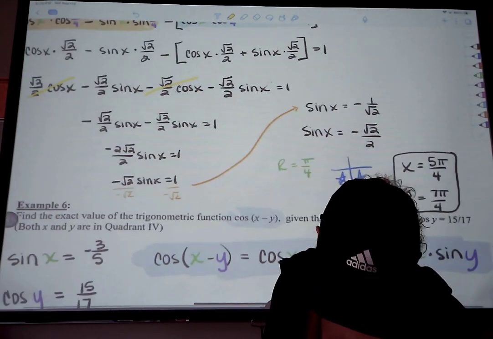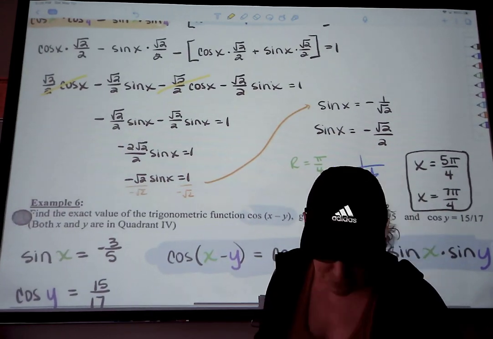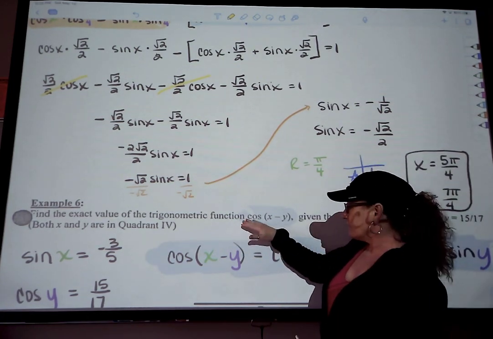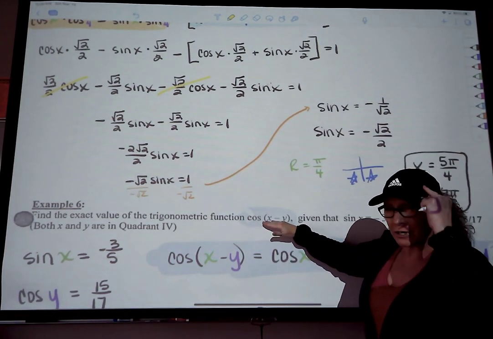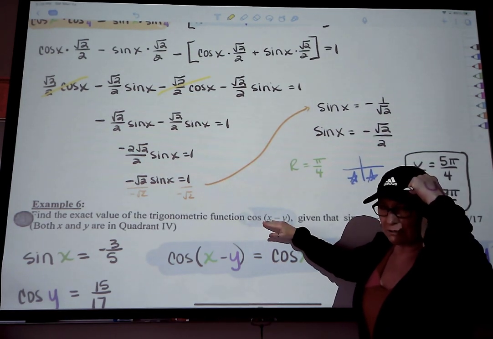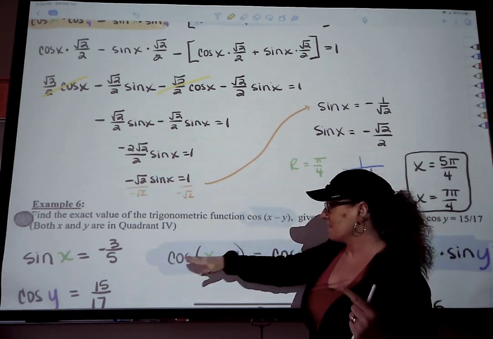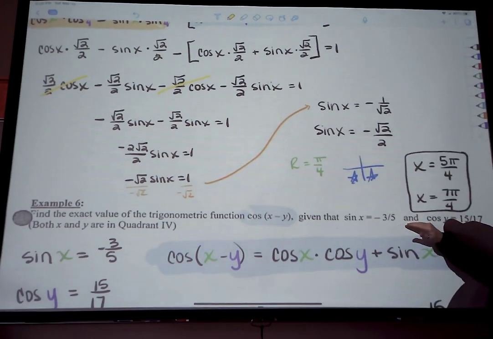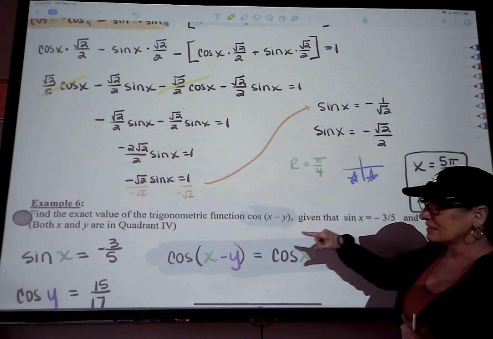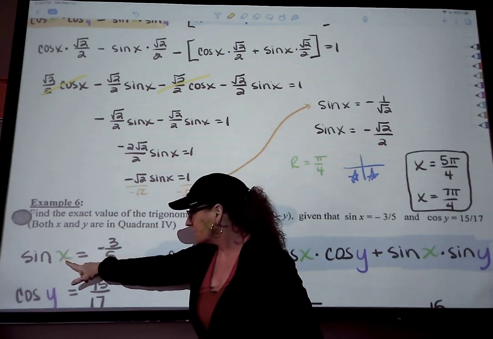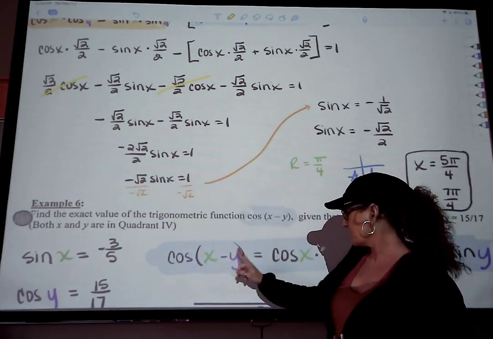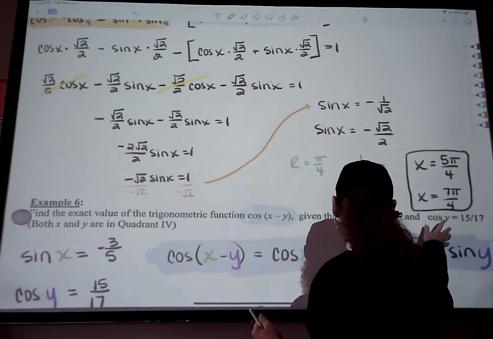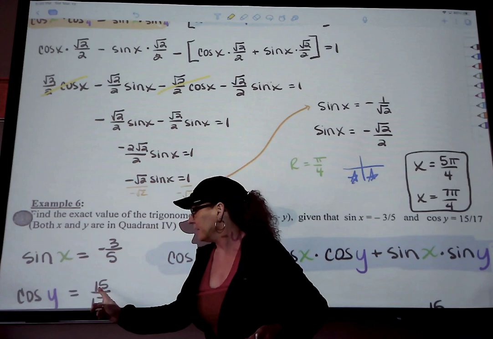Alrighty. Last one. The first thing I did was just write down some information. It said find the exact value of this, and this triggered a memory. I think there's a formula for that. So I copied this down and put it in its formula. Then I wrote down that my sine of x, there's an x here and here, sine of x is this. It gave that to me. And it also gave me cosine of y is 15 over 17.